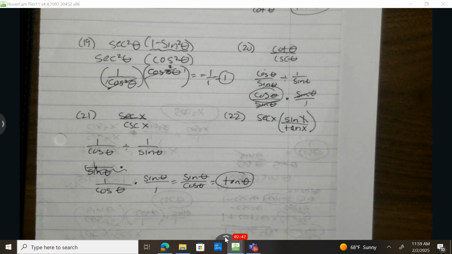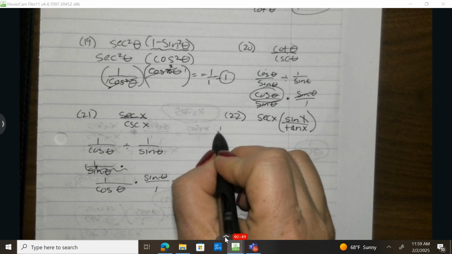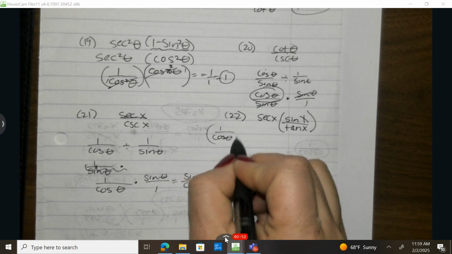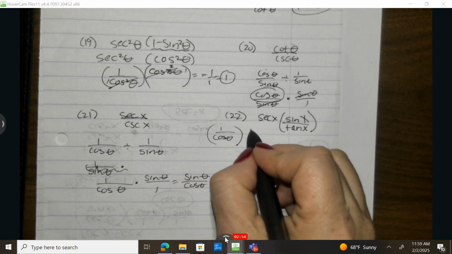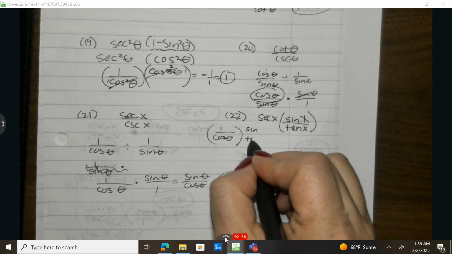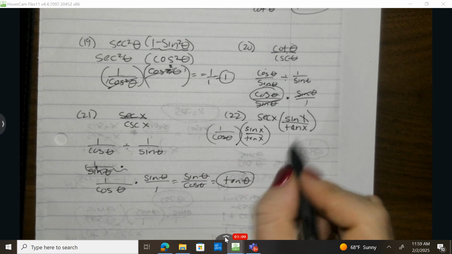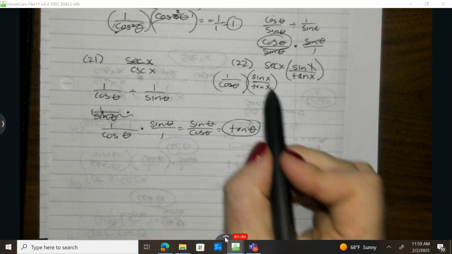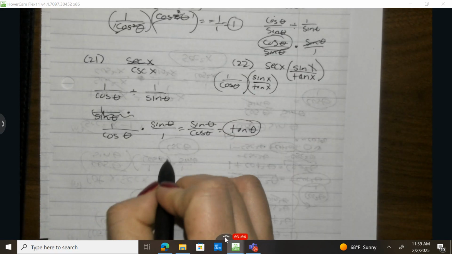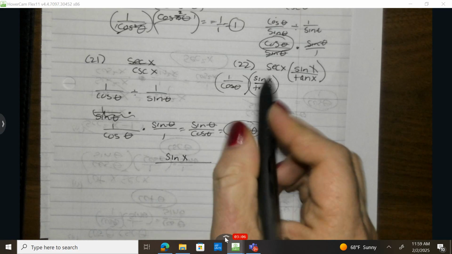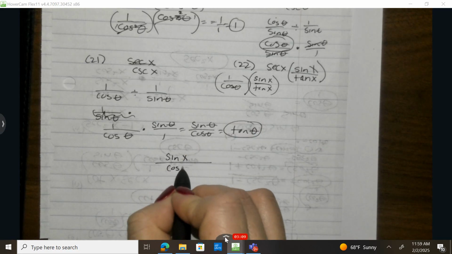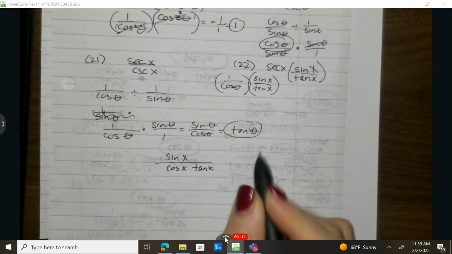Ooh, 22 looks unique. So secant is 1 over the cosine of theta. And then I have sine on top and tangent on the bottom. So let me push this all together, and I'm going to come down here where I have a little more space. 1 times the sine is the sine of x, and then I have it over the cosine of x times the tangent of x.